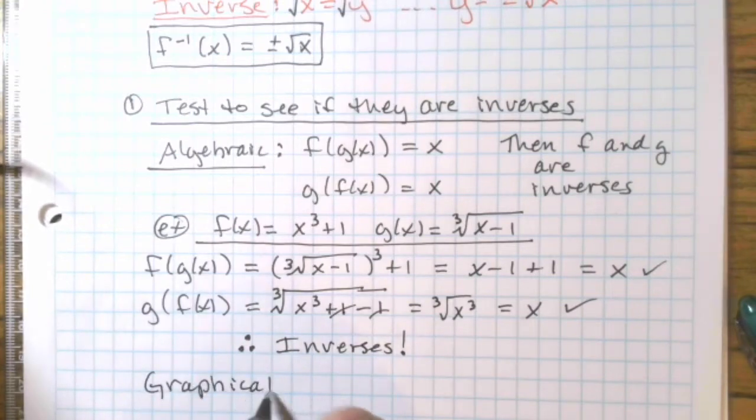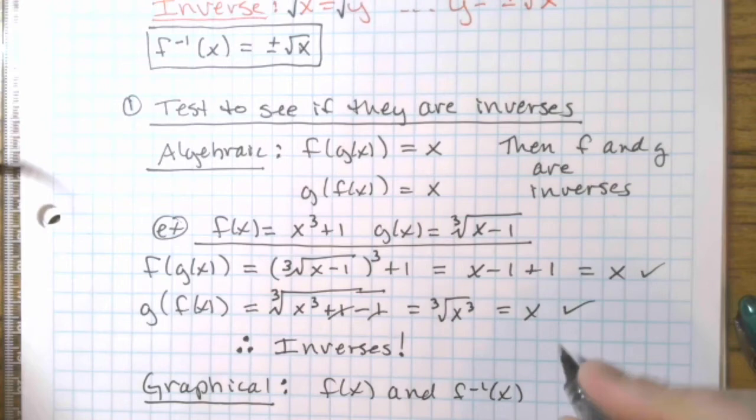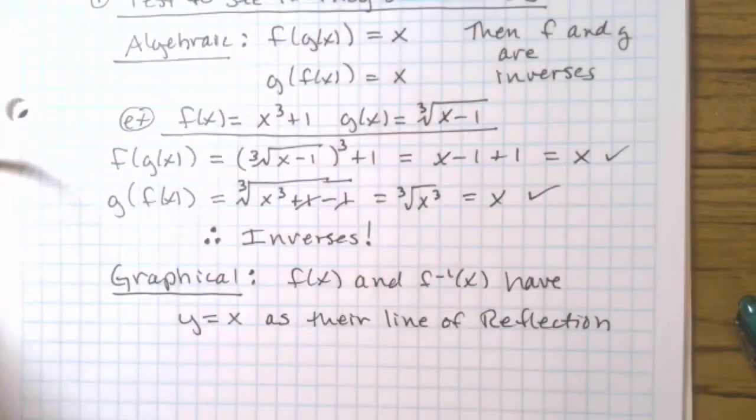The graphical test to see if they are inverses is to see if f of x and the inverse of f of x have y equals x as their line of reflection. So basically you graph both of them and see if they have a line of reflection. Now I'm just going to do a sketchy graph of, let's see, I'll do the first example that we did.